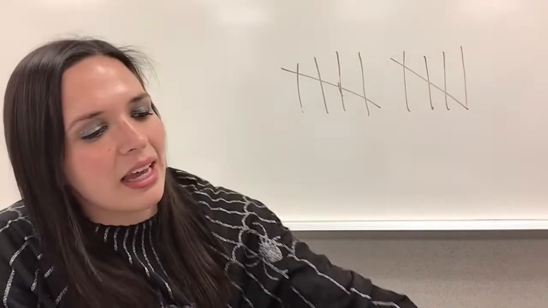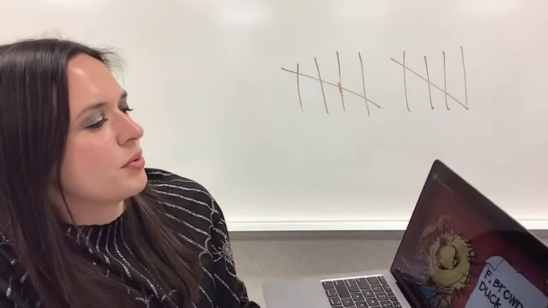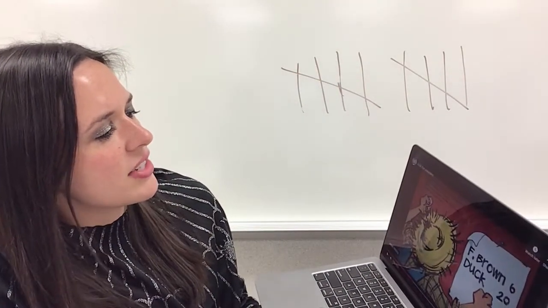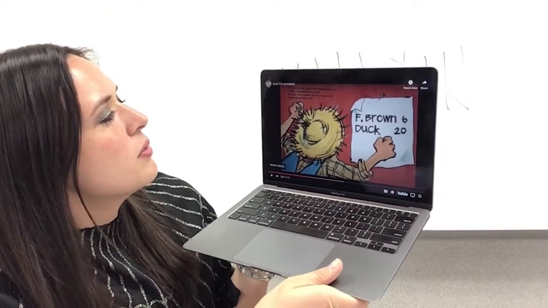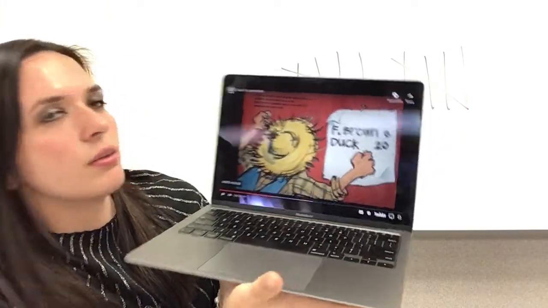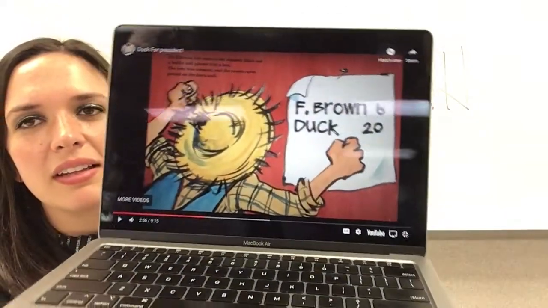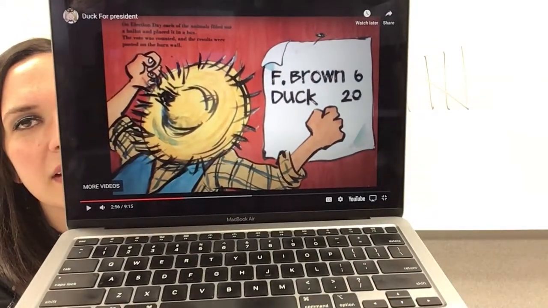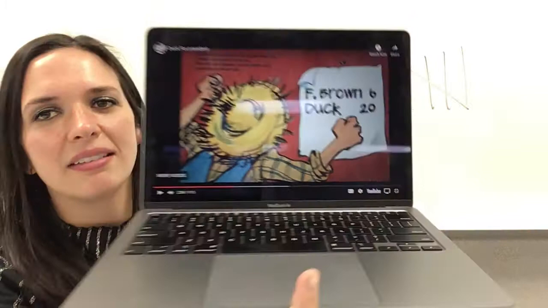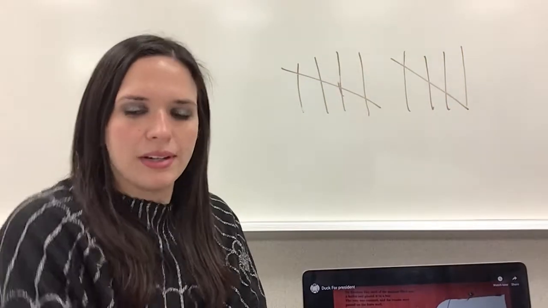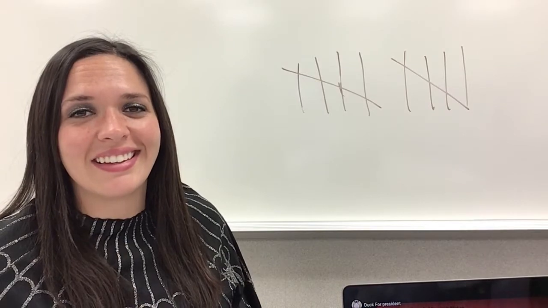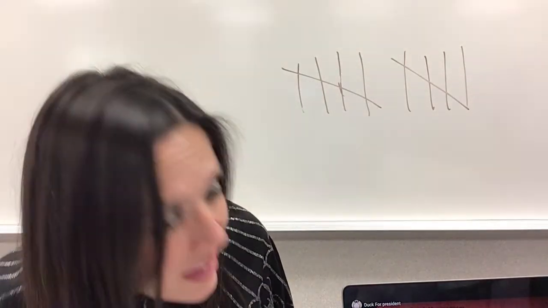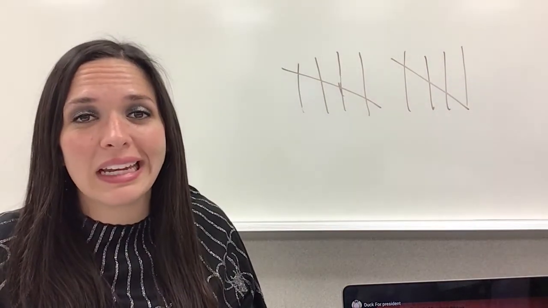So if I look at the story, Duck for President, it says, on election day, each of the animals filled out a ballot and placed it in a box. The vote was counted and the results were posted on the barn wall. So if I look there, I see that Farmer Brown has 6 votes and Duck has 20. So on our paper here, we're going to start with Duck, and Duck has 20 votes, so he's going to get 20 tally marks here.